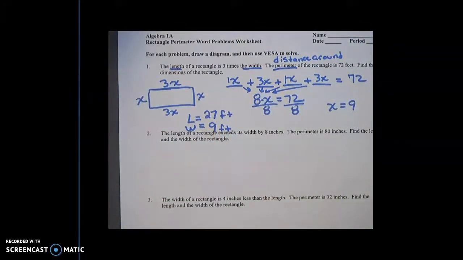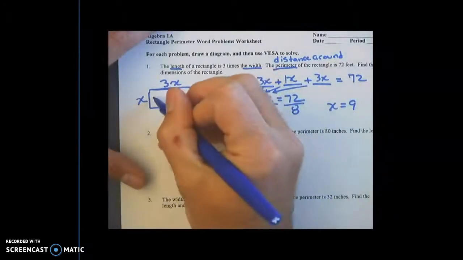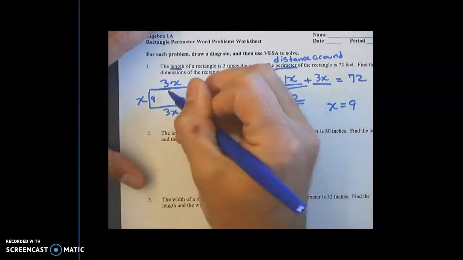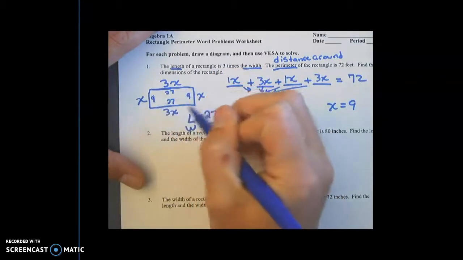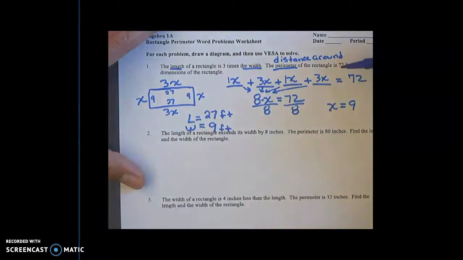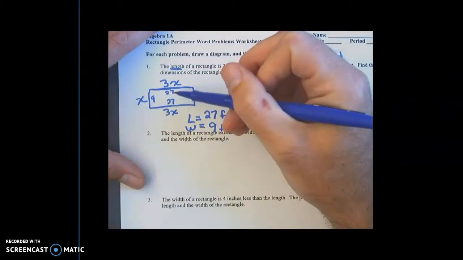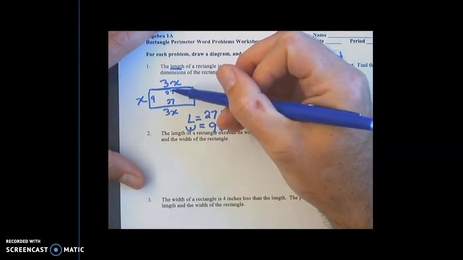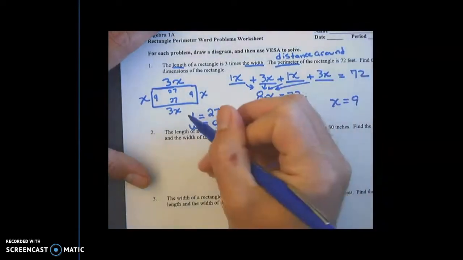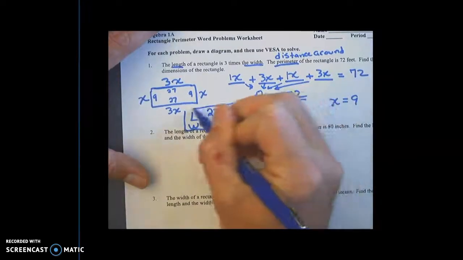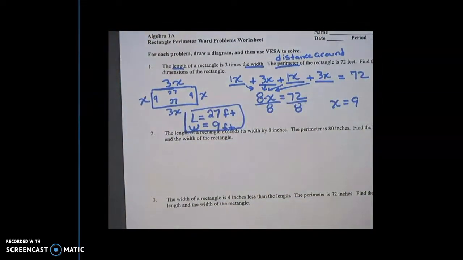We can go back and check our work just to make sure that we have it right by just putting in, if this was a rectangle of 9, 9, 27, and 27, if I added up all the sides, would I get 72? So 9 plus 27 is 36. 36 plus another 36 would give me 72. So this would be our answer here, a length of 27 and a width of 9.